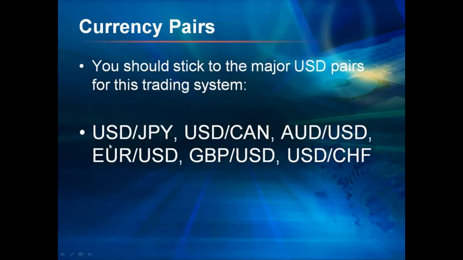So the currency pairs you can trade with this system: the US dollar Japanese yen, the US dollar Canadian dollar, the Australian dollar US dollar, the euro US dollar, British pound US dollar, US dollar Swiss franc. Any of those currency pairs will work well.